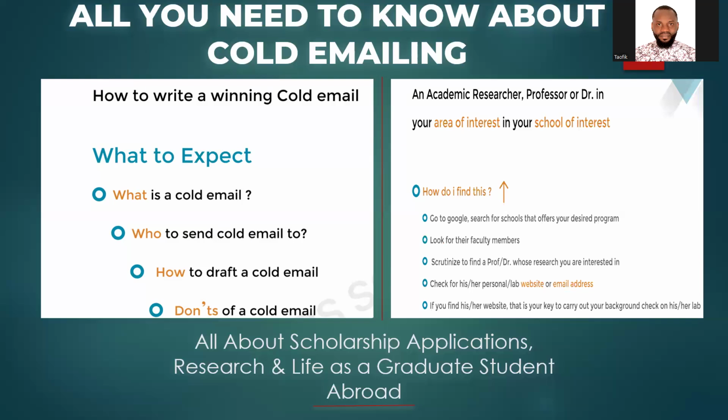Now, who do you send this cold email to? This cold email is sent to professors, to researchers that you are interested in working with just because their area of interest aligns with your area of interest. How do you find this professor? If you have not watched my previous video on how to search for schools, check professors, and update it to your scholarship tracker, kindly go ahead and watch that video to learn how to find the professors working in the area of your interest. Now that you have identified the professor, the first step to do before applying to the school is to send them a cold email.